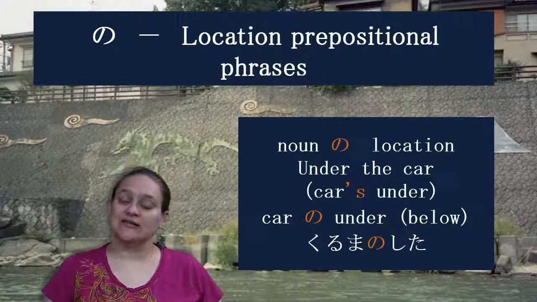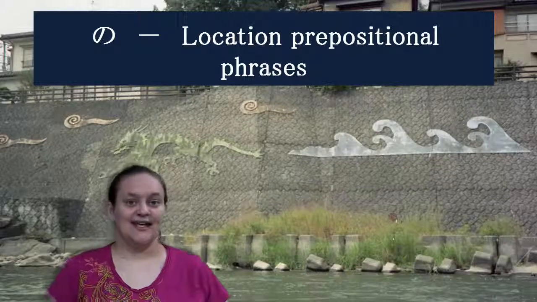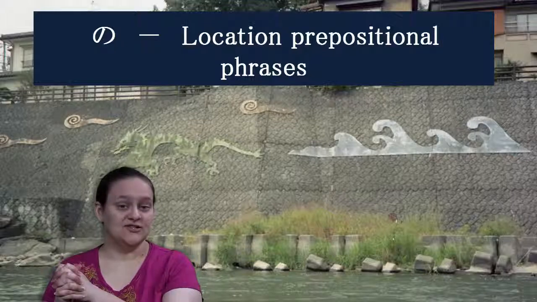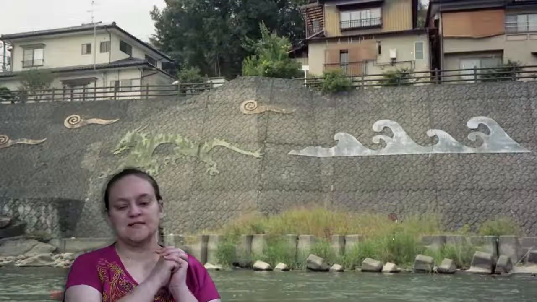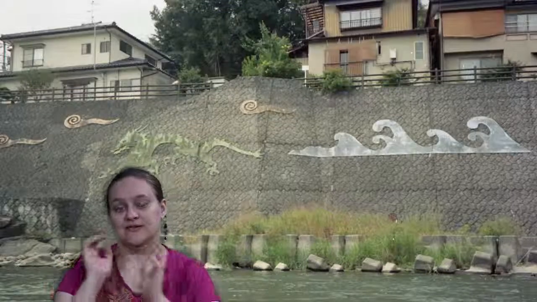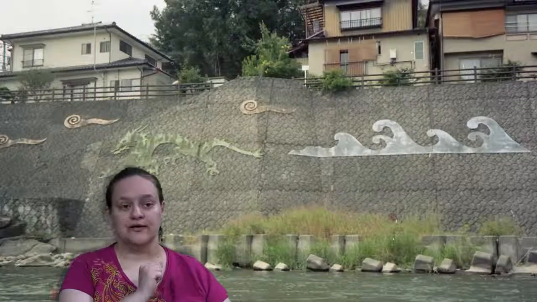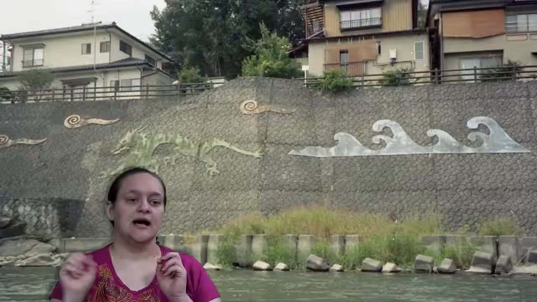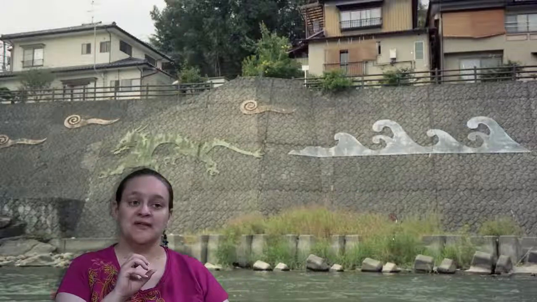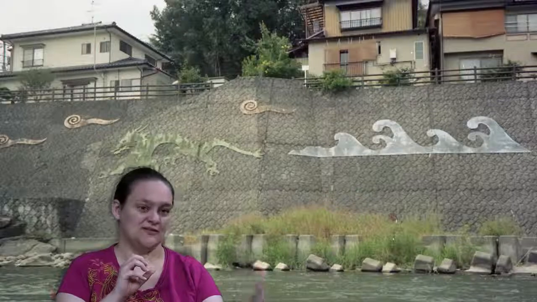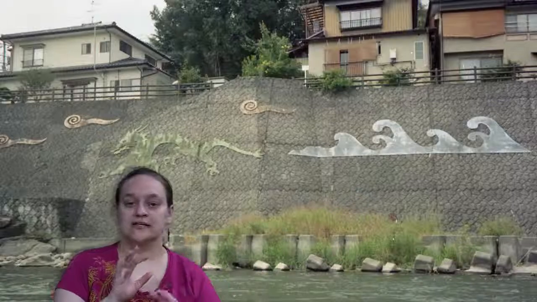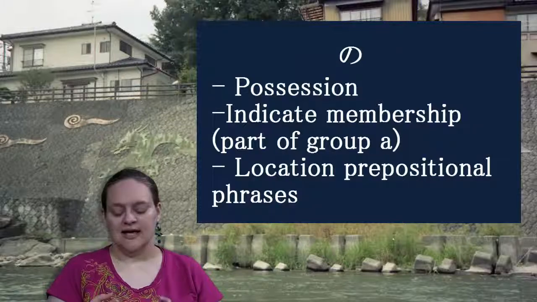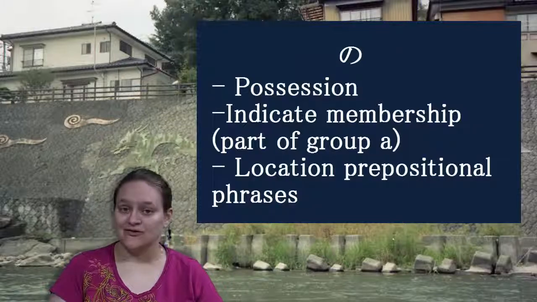So in a locational prepositional phrase, it goes between the noun or the location and the specific descriptor, you could say. So like I said, the tsukue no ue. The tsukue being the location, essentially, or the noun, and then the ue being the specific descriptor. Okay, tsukue no ue, on top of the desk. So now, no is used for possession and used as part of a locational prepositional phrase.